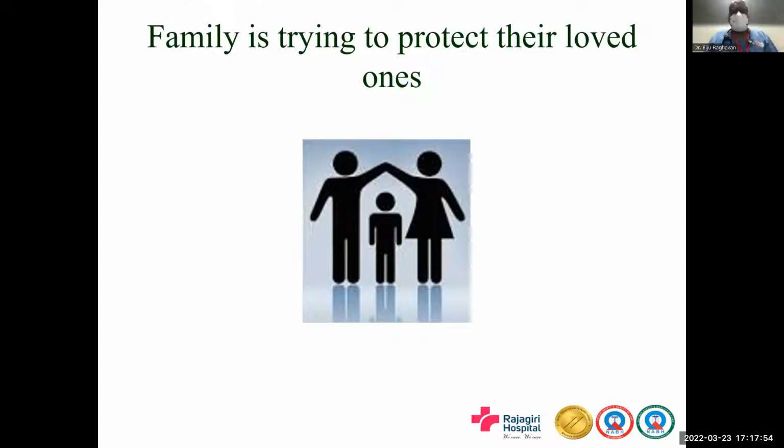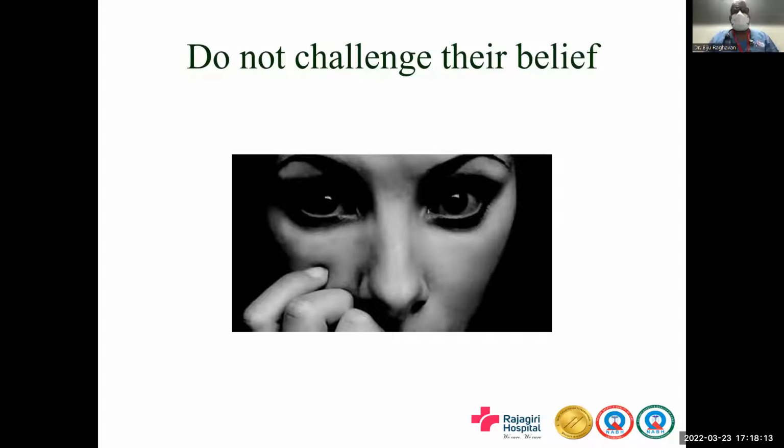Some people say, oh, the moment you tell the truth, my loved one will collapse. My loved one cannot take the trauma of this. Some people say, if you tell the truth, he or she will stop eating and drinking and wither away and die. People have beliefs, and for them, their beliefs are real. So, as a healthcare professional, when you're dealing with a family who comes and begs you, please do not tell, do not challenge their belief, because you only end up making them more frightened.